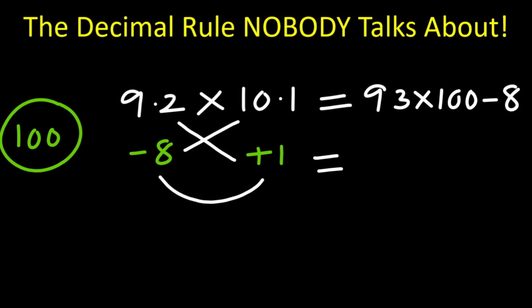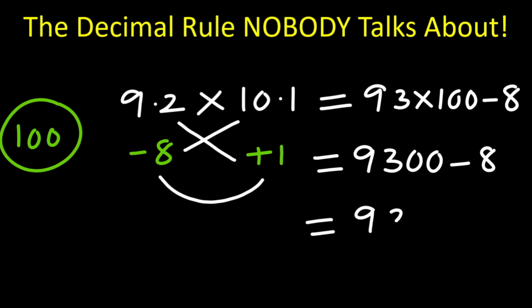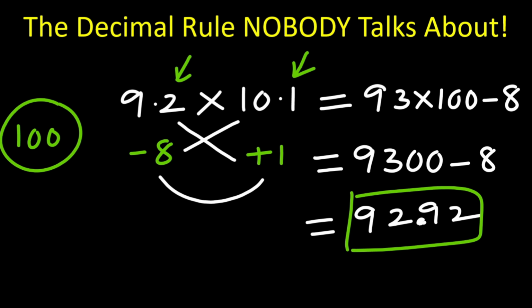And now we simplify this. 93 times 100, that's going to be 9300 minus 8. So 9300 minus 8, that's going to be 9292, right? 9292. And now we should place the decimal point. As you can see that here, after the decimal point, we have one digit. Here we have one digit after decimal. So basically 2 digits after, we need to put a decimal point here. So which means the answer is 92.92. That's the product of these two decimals, 9.2 and 10.1.